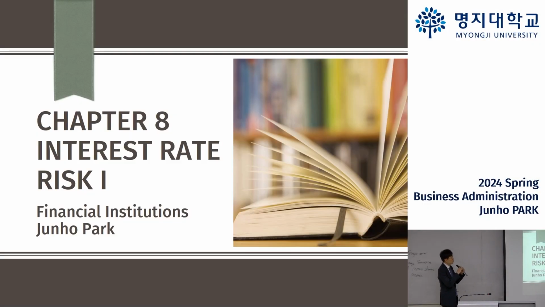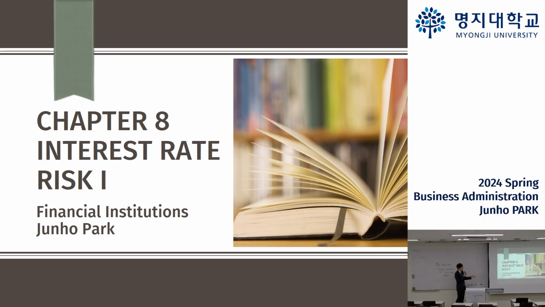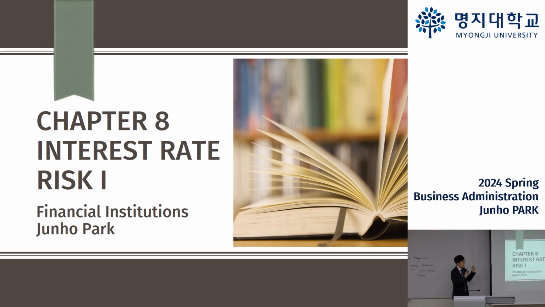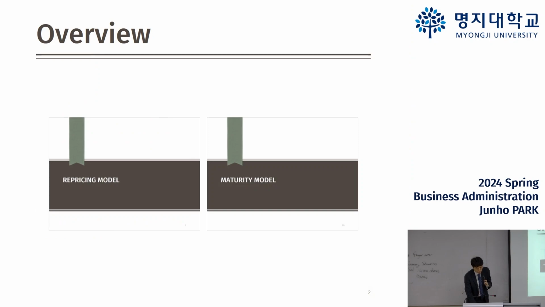Right. So in chapter 7, we learned about three major risks that financial institutions can have, and also other risks that financial institutions need to care about. And in chapters 8 and 9, we are going to talk about the measurement of the interest rate risk. So as the first part in chapter 8, we are going to learn about two different ways to tell about the interest rate risk in a financial institution.